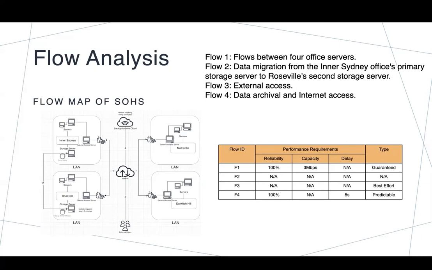Different flows have different performance requirements. For example, the first flow requires 100% reliability and 3 Mbps capacity. This type is guaranteed.